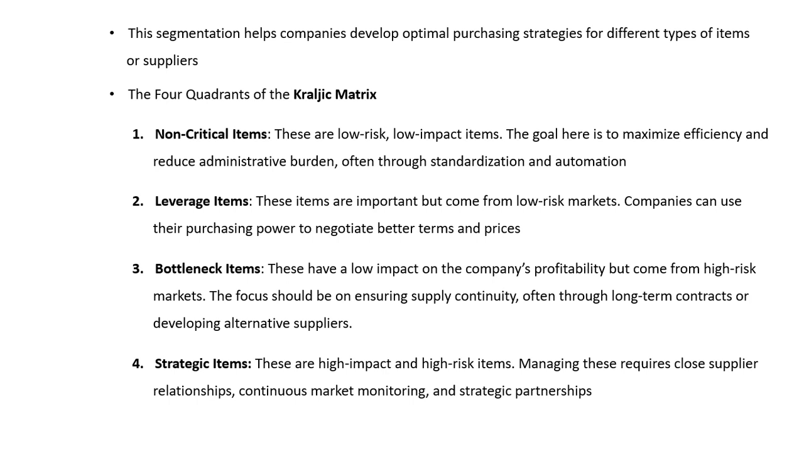3. Bottleneck items. These have a low impact on the company's profitability, but come from high-risk markets. The focus should be on ensuring supply continuity, often through long-term contracts or developing alternative suppliers. 4. Strategic items. These are high-impact and high-risk items. Managing these requires close supplier relationships, continuous market monitoring, and strategic partnerships.